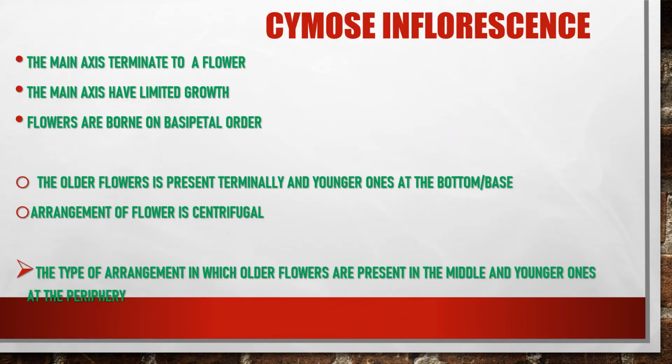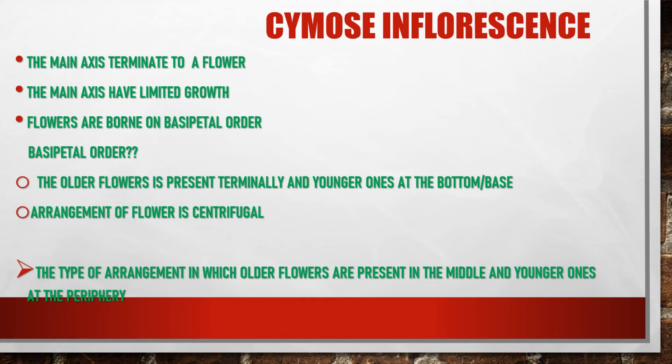Next type of inflorescence is cymose inflorescence. In cymose inflorescence, the main axis will terminate in a flower and the main axis has limited growth. The flowers are borne in basipetal order. So we have learned that in racemose inflorescence, it is in acropetal order. So what is basipetal order? Basipetal order or basipetal succession means the older flowers are present terminally and the younger ones will be seen on the bottom or base portion.